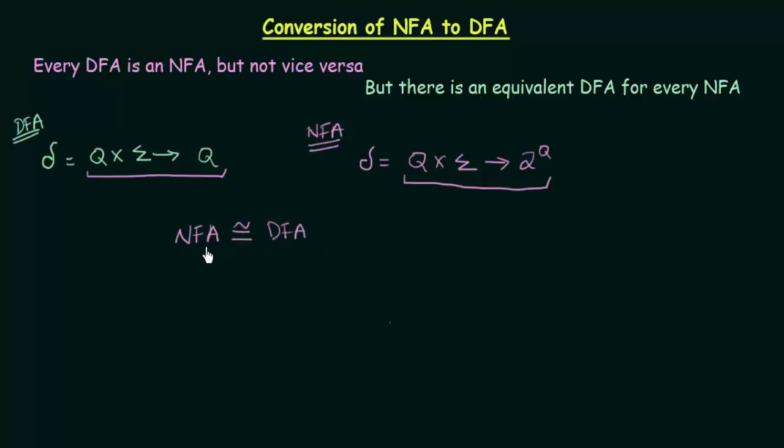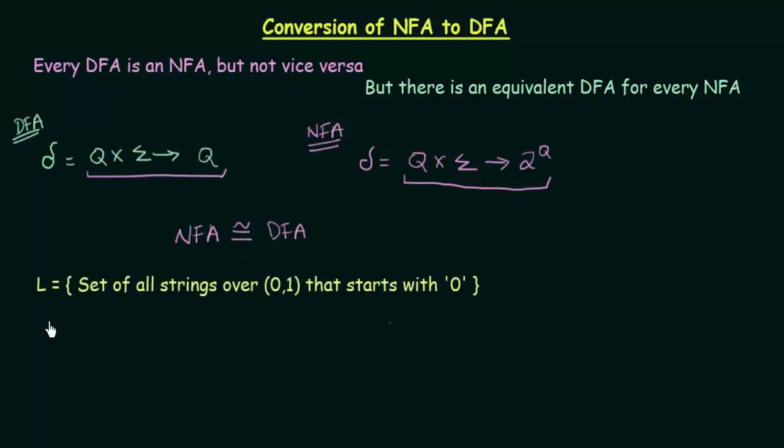There is a way to convert every NFA to DFA, and that is what we are going to see in this lecture. Alright, so to demonstrate this, let us take a simple example. Okay, so we have an example language here, L, which is the set of all strings over 0, 1 that starts with 0. So let us design an NFA for the language which accepts the set of all strings over 0, 1 that starts with 0. So here our input symbols sigma is 0 and 1. So let me design the NFA for this.